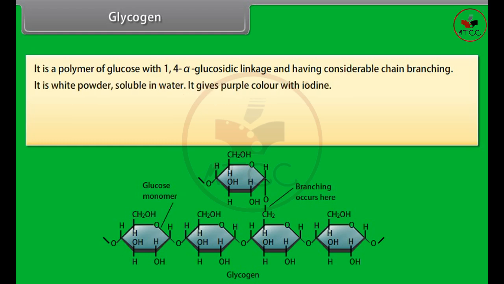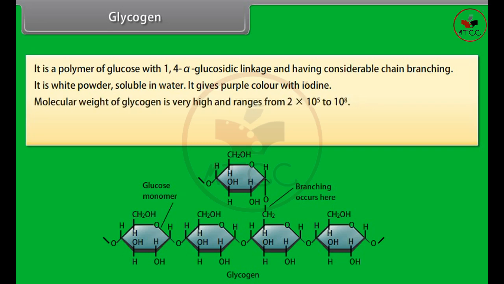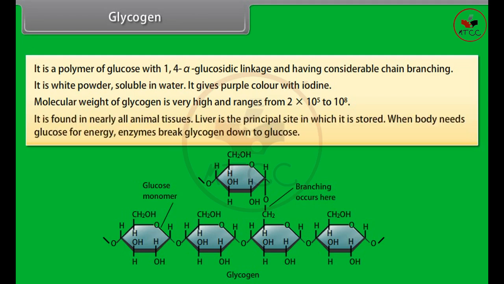It is a white powder, soluble in water. It gives purple color with iodine. Molecular weight of glycogen is very high and ranges from 2 × 10^5 to 10^8. It is found in nearly all animal tissues. Liver is the principal site in which it is stored. When the body needs glucose for energy, enzymes break glycogen down to glucose.